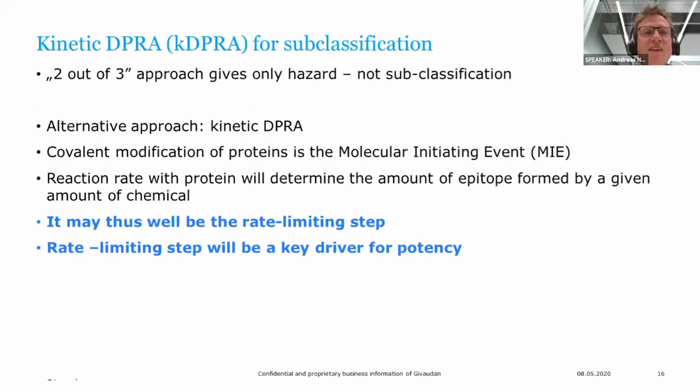So with what I showed you before, we can today make a hazard identification. We will see what comes out finally with this guideline. But we also need subclassification, and with the integrated testing strategy, this is directly done with that scoring system, but the sensitivity is not perfect. So we proposed an alternative approach, which is the kinetic DPRA, because what we know is that the molecular initiating event is really this covalent modification of proteins, and it might well be the rate limiting step. And the rate limiting step could conceptually be the key driver for potency.